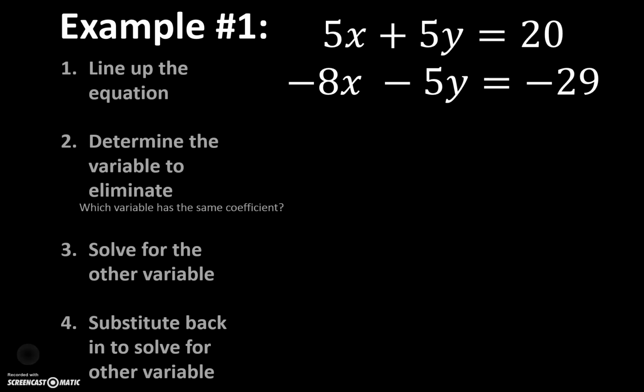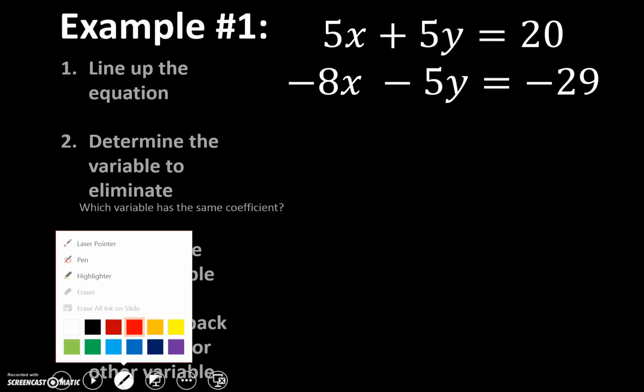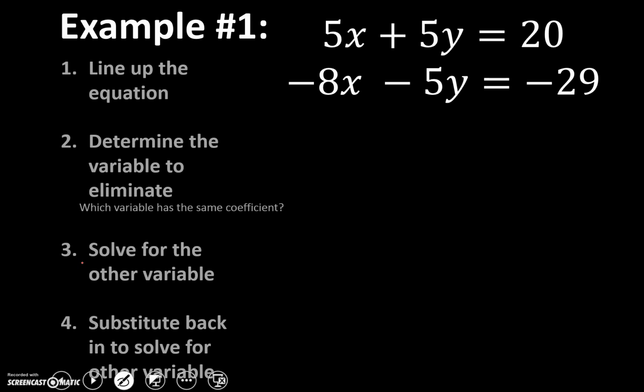Step 1 is to line up the equations. As you can see, x's are on top of each other, the numbers are on top of each other, and y's are on top of each other. So now to determine the variable we're going to eliminate, we're focusing on the one that has the same number. If you look at the y values, both of those have 5y and negative 5y. And that's what we want to have happen. It's okay that one is positive and one is negative. So then we're going to go through and solve.